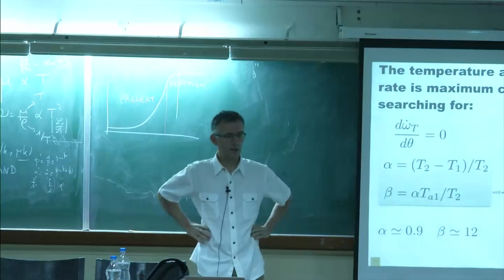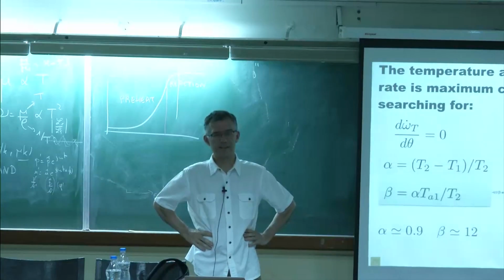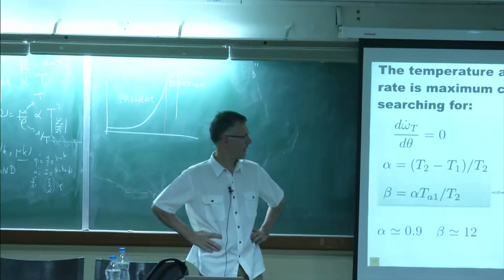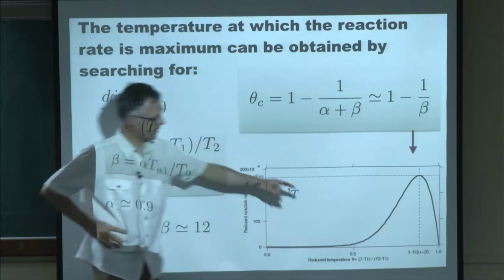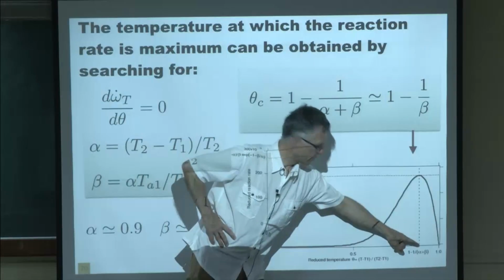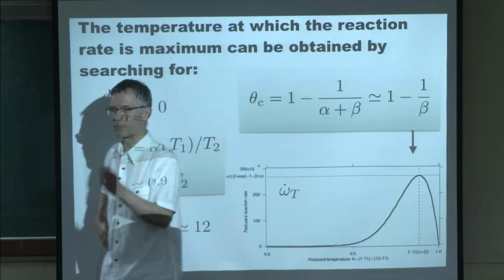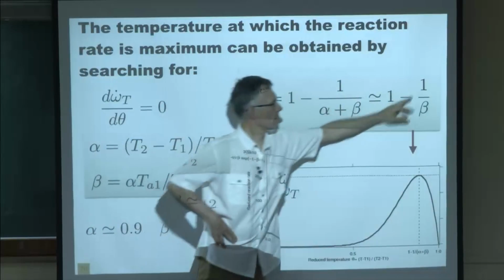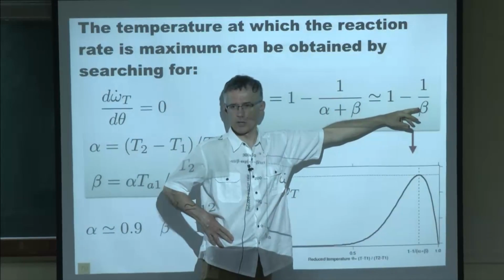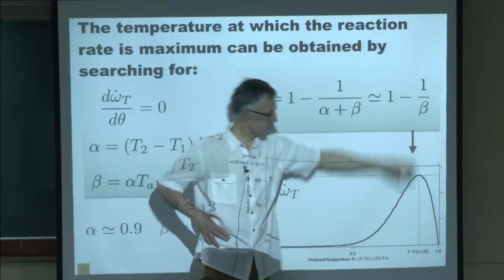So let's do some analytical work for a minute. What I'm going to do now is to use this property here, saying that the maximum zone where heat release takes place is around theta equal 1 minus 1 over beta. And beta is a large number. Beta is of the order 10, so it's typically 0.9.